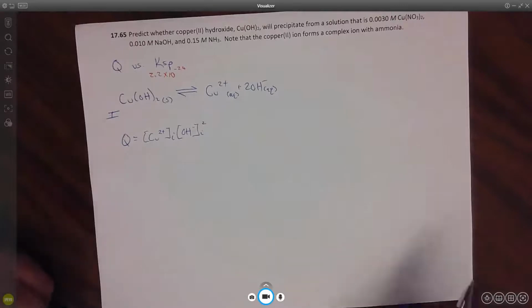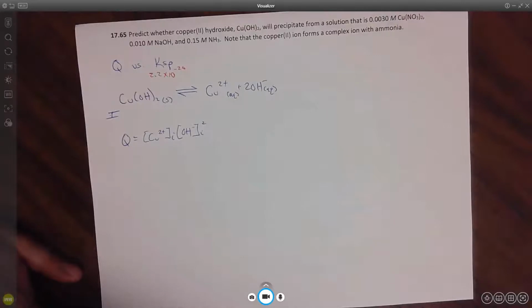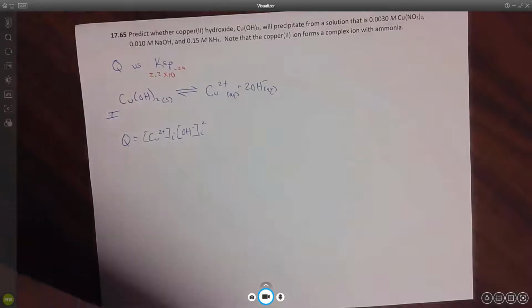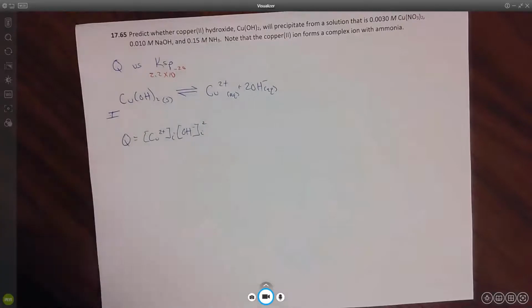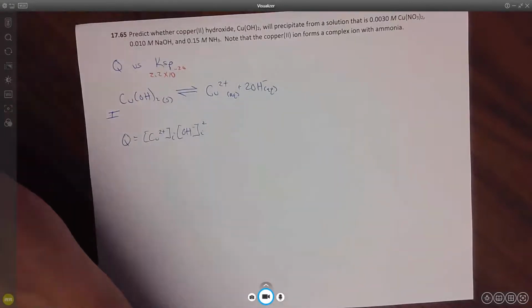So what is the initial concentration of the copper? Of the copper 2 plus. What is the initial concentration of the copper 2 plus? Is it the 0.003? Or no? I'm going to say no. Okay. We'll come back to that in a second. So what about the hydroxide then?